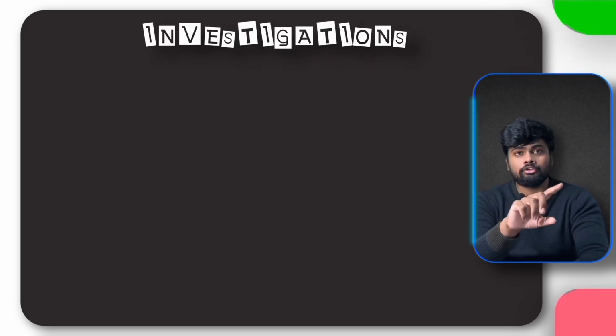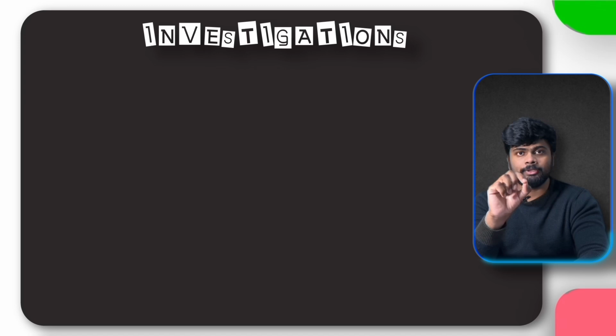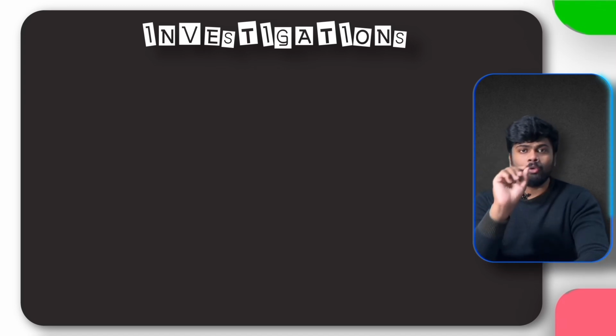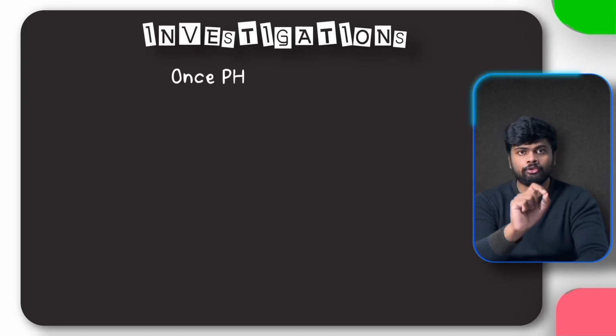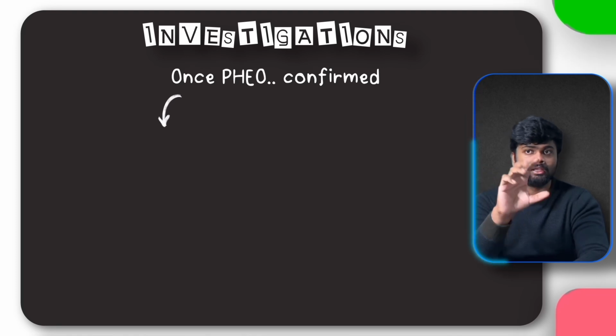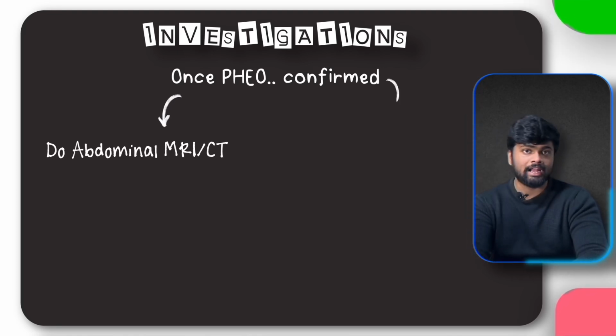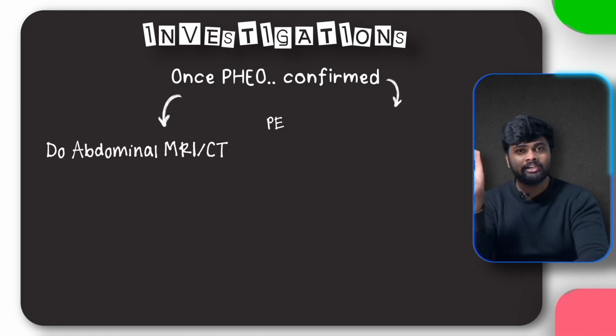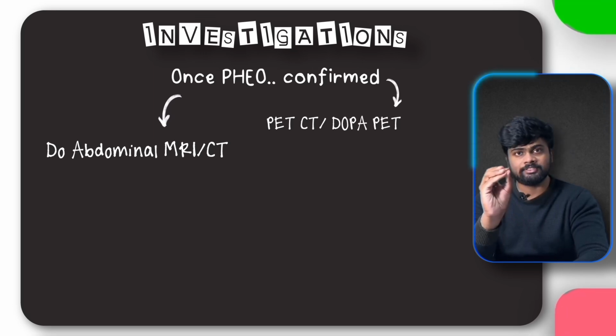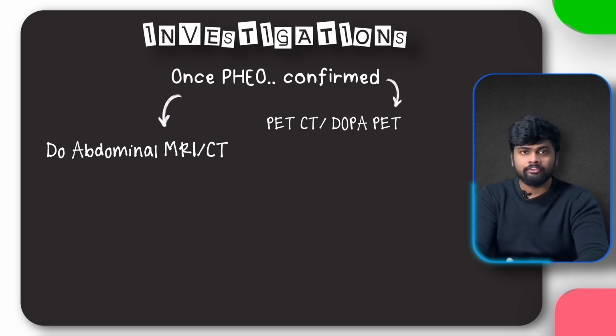In order to confirm pheochromocytoma, the value of catecholamine should be increased 3 times the base value. Once pheochromocytoma is confirmed, we now do abdominal CT and MRI. There is something called DOPA-PET and PET-CT. This is actually very costly, although it is highly sensitive and specific.